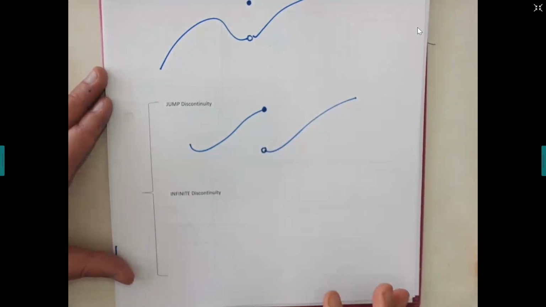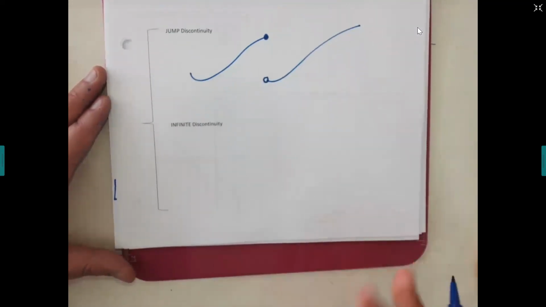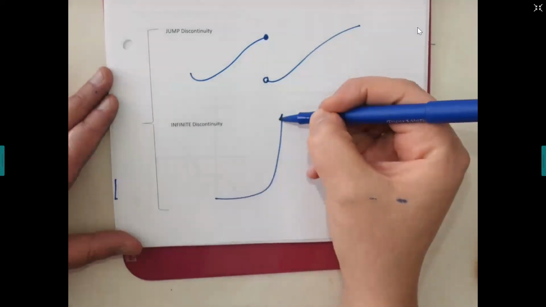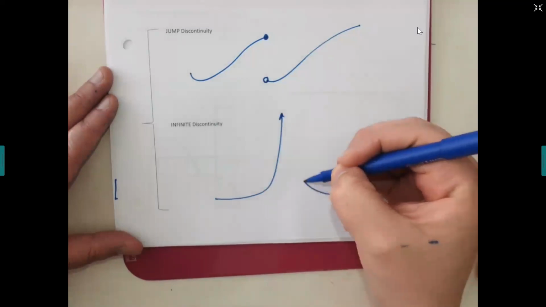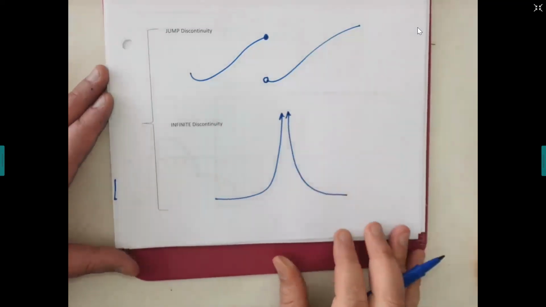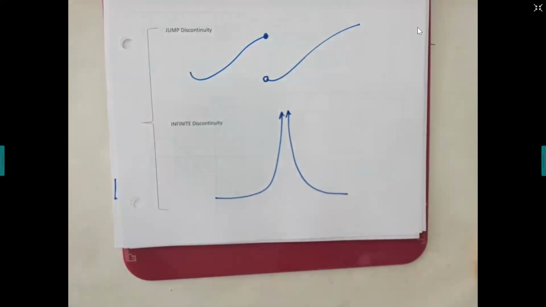The third type is an infinite discontinuity, which is going to be where you have an asymptote. So for your third type, you're going to have both sides going up is the example that I'm going to give, but you could have one side up and one side down. It doesn't matter, if there's an asymptote there, it's considered an infinite discontinuity.